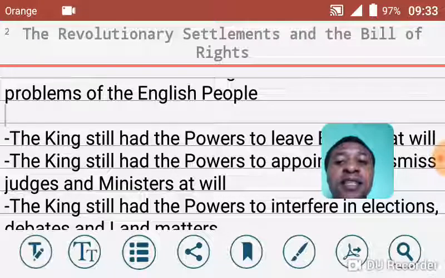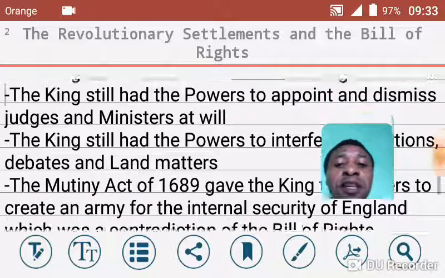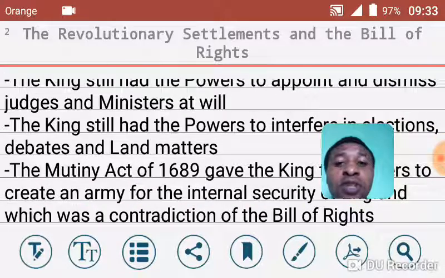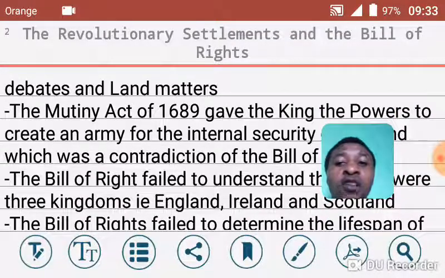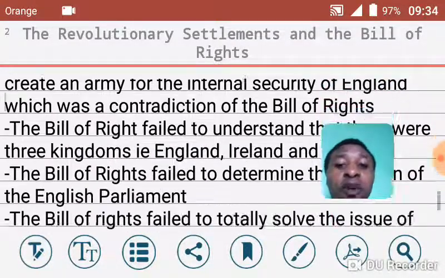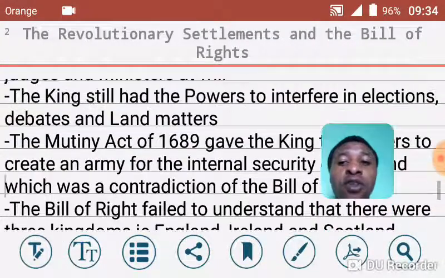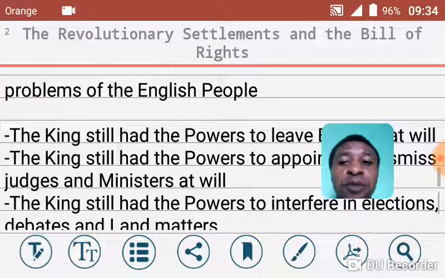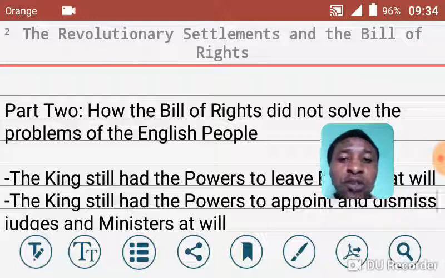So after examining part 1 of this discourse, my dear students, we tell the examiner that he will be historically wrong to say that the Bill of Rights totally solved the problem of the English people, because there were equally some limitations. Then in part 2 now, you show how the Bill of Rights did not solve the problems of the English people, bringing out some limitations. The first thing we shall look at in part 2 of this question is that the king still had the powers to appoint and dismiss ministers and judges at will.